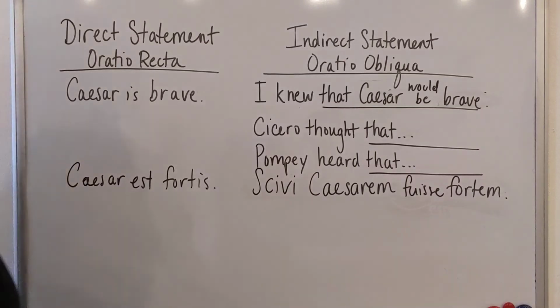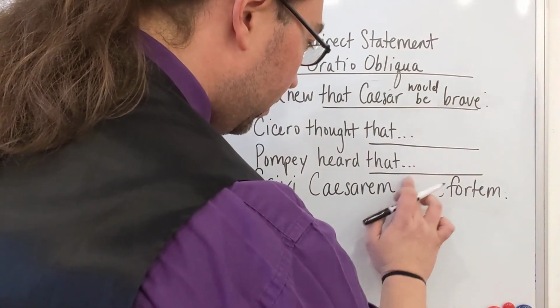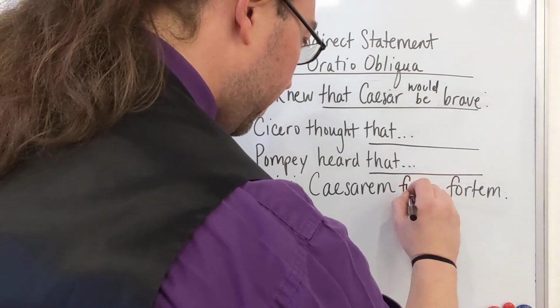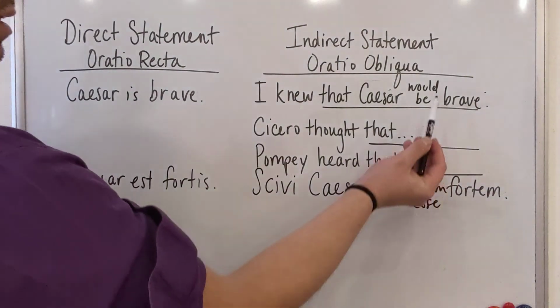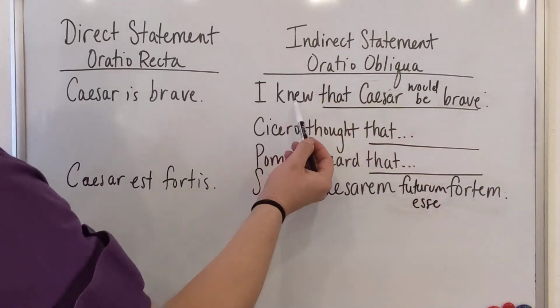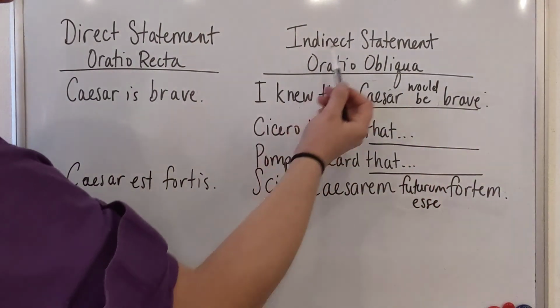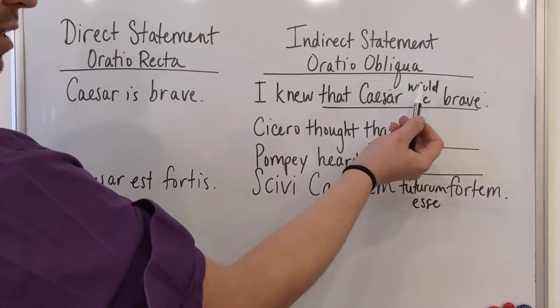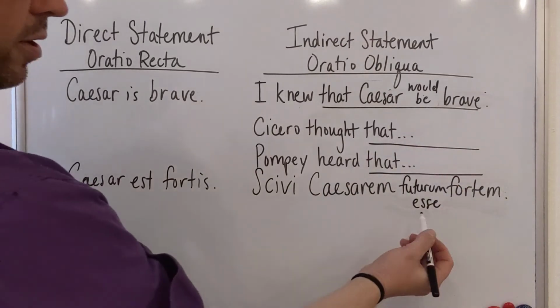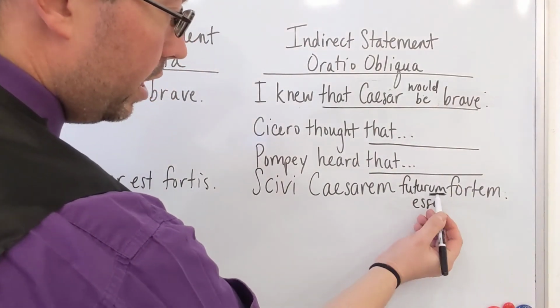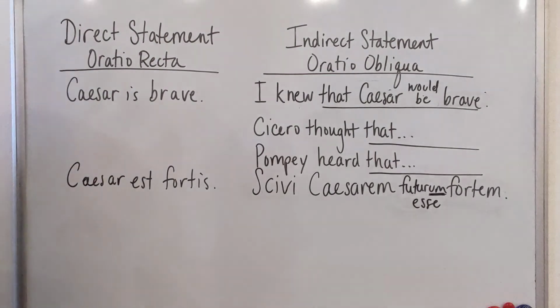And once again, all we're doing is changing the tense to the future infinitive, because this action happens subsequent after this one. I don't care if this one happened in the past. This action still happens subsequent or after this one. So this one is future. Make sure that you remember it has to agree with the subject in gender, number, and case. Scivi Caesarem futurum esse fortem.